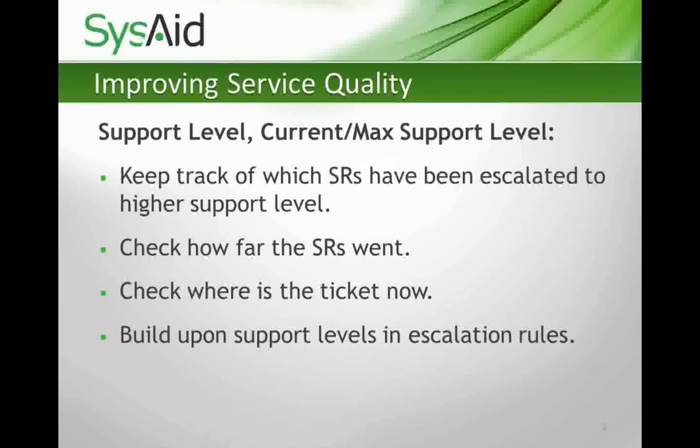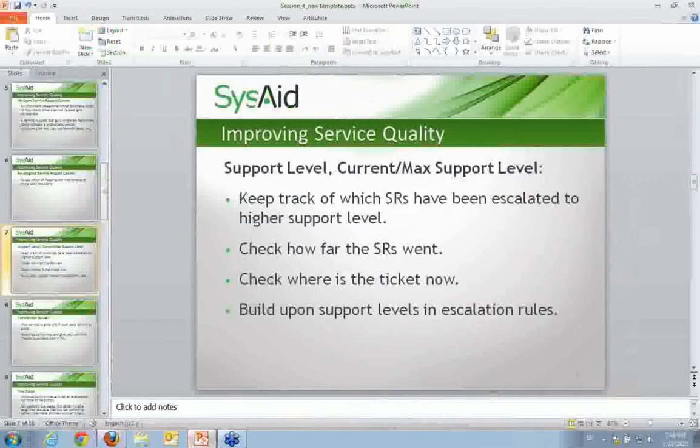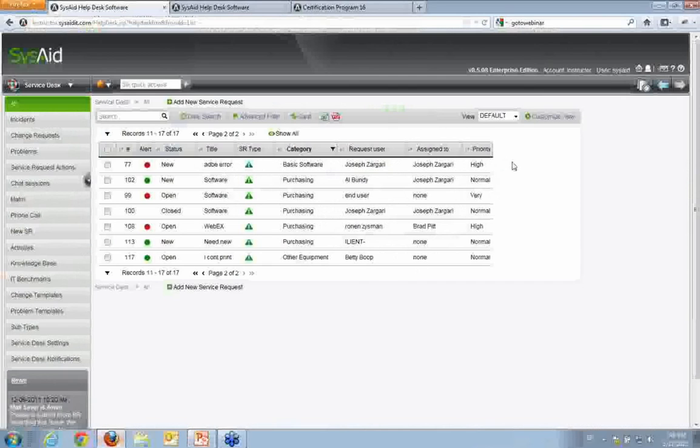And for more complex problems that they cannot solve, or they want to recheck before solving, they send them to the second support level, which is the R&D. We know it as support tier 1, tier 2, tier 3, 3.5. Knowing the support level, we can keep track of which service requests have escalated to higher support levels, check how far the service request went, where the ticket is now, and build upon levels in escalations.